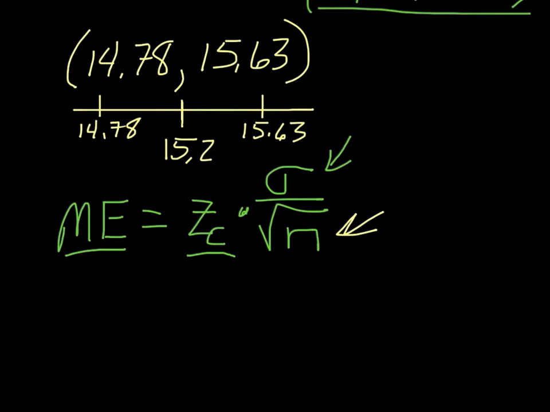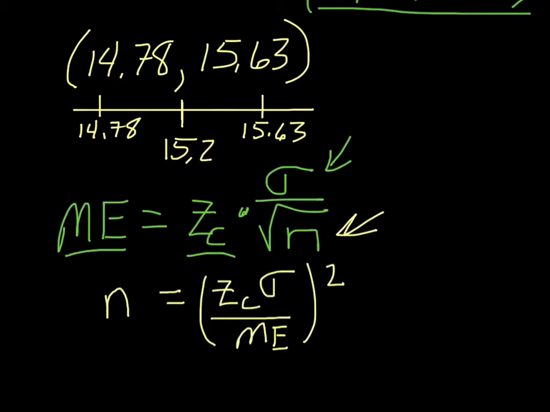And so if you manipulate this formula, in other words, solve for n, then what you will get is n equals the critical value times the standard deviation divided by the margin of error. And if you square that, that'll give you the sample size you want. So what does this mean? Well, what it means is this.